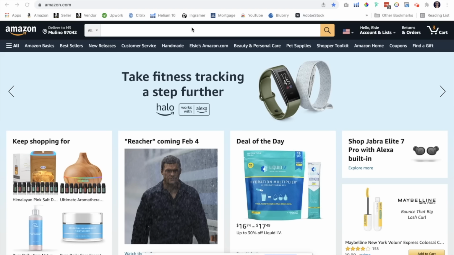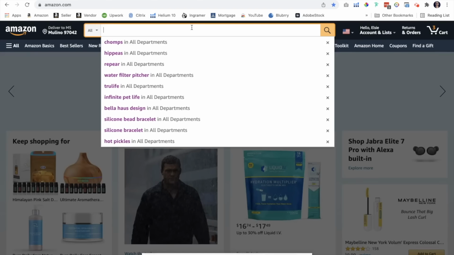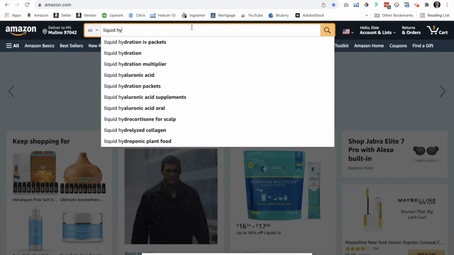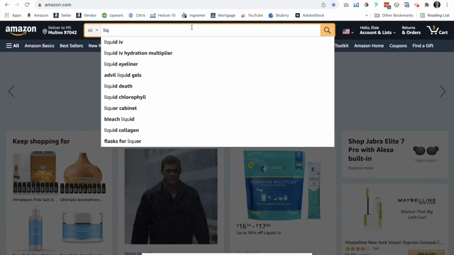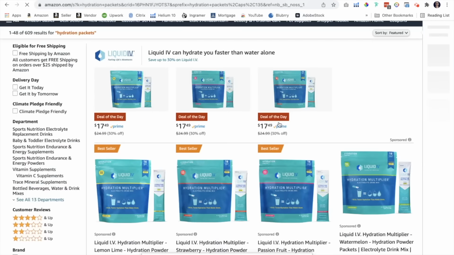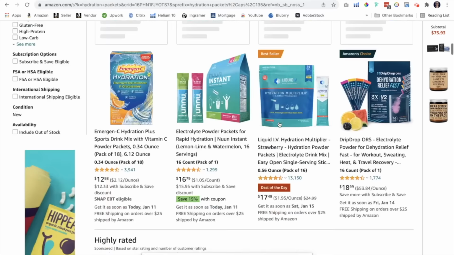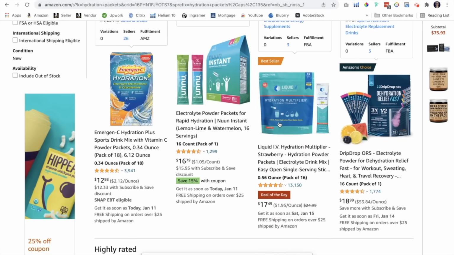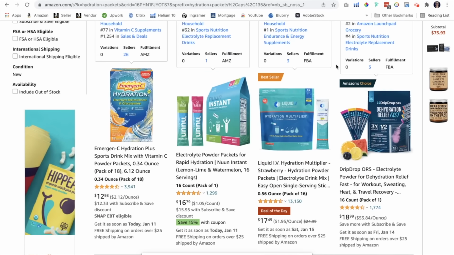So, why don't we do liquid hydration, since that's on my main page here. Not liquid. Let's see, hydration packets. Those are big right now. But IV really holding the top spot there. So to understand how to diagnose a listing, we need to understand the sales funnel that's going on here.